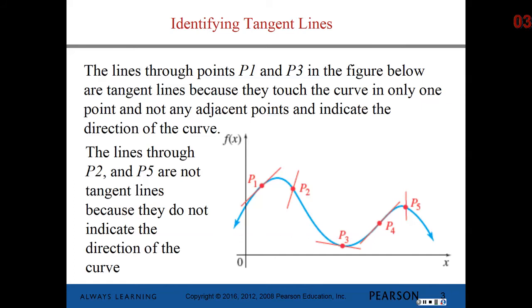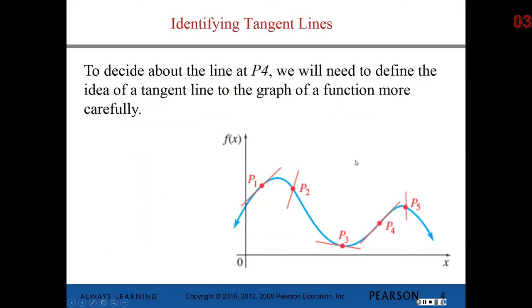Okay? And tangents at inflection points can touch it and move on, because the curve itself at that instant, the inflection point, actually for just an instant becomes straight before it stops increasing so fast and starts to decrease. So P4 is kind of a special case. So we're going to have to define a tangent line more carefully to decide whether the line at P4 is in fact a tangent line or not.